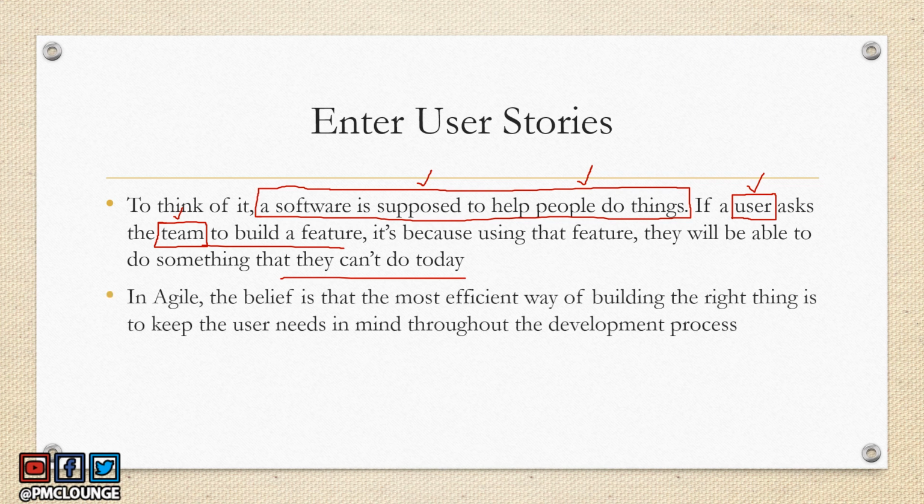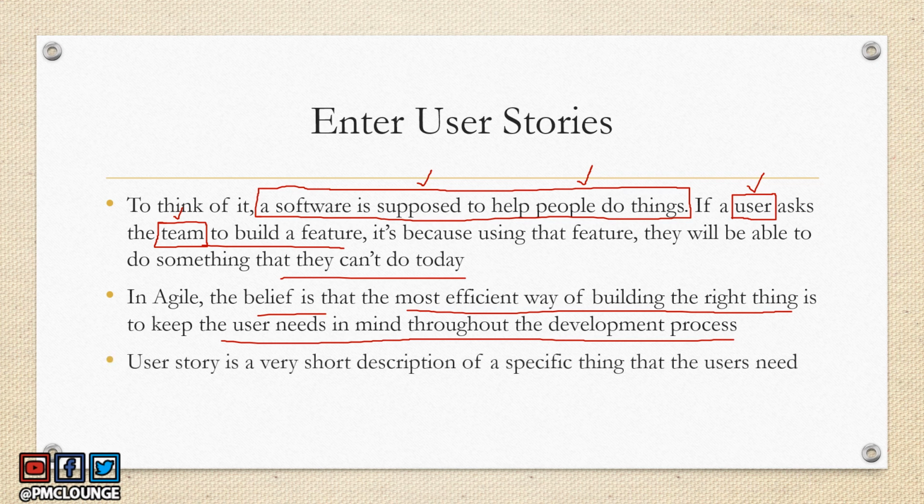So in Agile, the belief is that the most efficient way of building the right thing is to keep the user needs in mind throughout the development process. So the user need was that a customer should be able to book the hotel room using different websites. So Agile believes that the most efficient way of building the right thing is to keep this requirement, the user needs, in mind. And this is a definition of a user story.